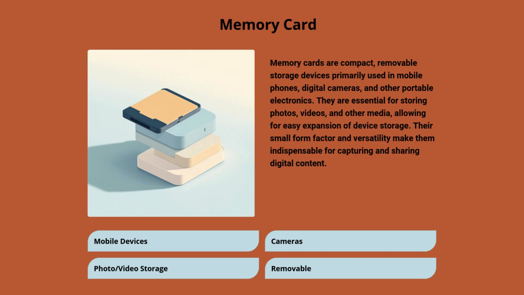Now let us talk about memory card. Memory cards are commonly used in mobile phones, cameras, and tablets. They help increase storage space. For example, photos and videos taken on a phone are stored in memory cards. Memory cards are also a type of secondary memory because they store data permanently.